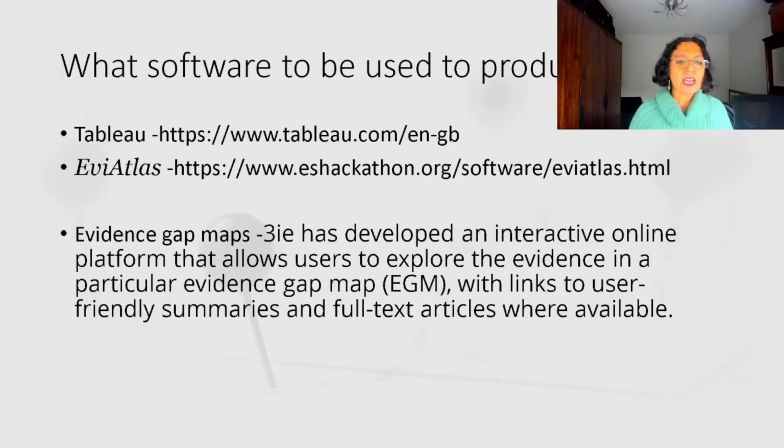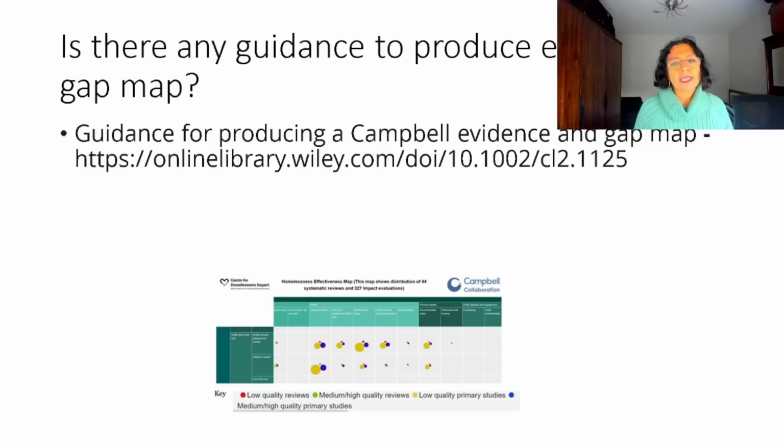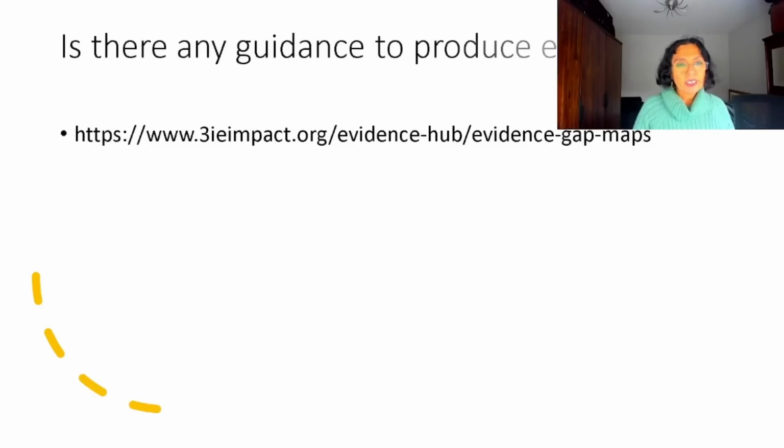I have heard about Tableau, another software. It is mainly for the visual representation of the systematic map, and AV Atlas is another software. 3ie has their own software to produce the evidence gap map, and all the details are available from the 3ie website. I will provide these links in the description. And the Campbell evidence gap map is also available on the Campbell website, and they have detailed guidance to produce evidence gap maps. And 3ie also has detailed guidance to produce the evidence gap map.